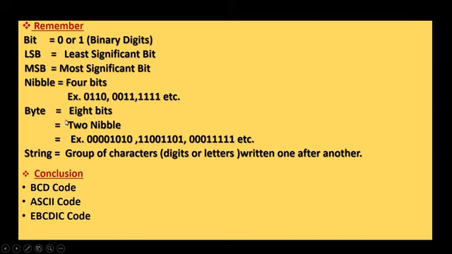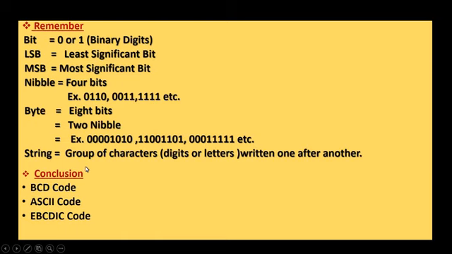Now a byte is nothing but 8 bits, or we can say this is 2 nibbles. For example, 00001010, this is 1 byte. Next example, 11001101, this is another example of a byte. 00011111, this is another example of a byte. Understood, all of you? Now what is meant by string? A string is nothing but a group of characters, digits or letters written one after another.